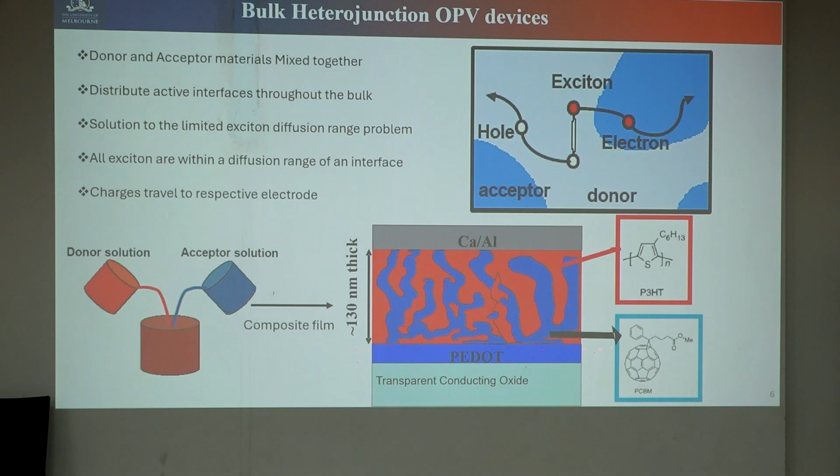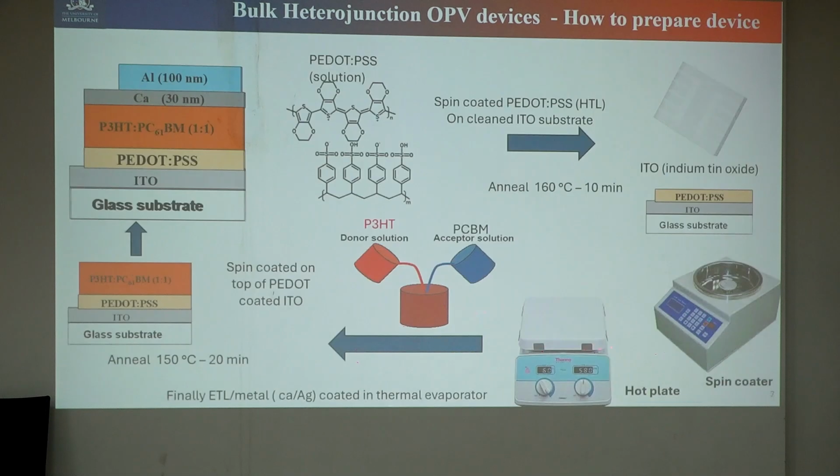Then we can get more charges generated. That's the bulk heterojunction, and it gives a very good solution to the exciton diffusion length issue, so that the exciton reaches the interface and the charge can be separated in the domain itself. Okay, this we also saw yesterday, and I also said how to fabricate it. I'm giving the overall view of how to fabricate a simple cell. So this is the one.